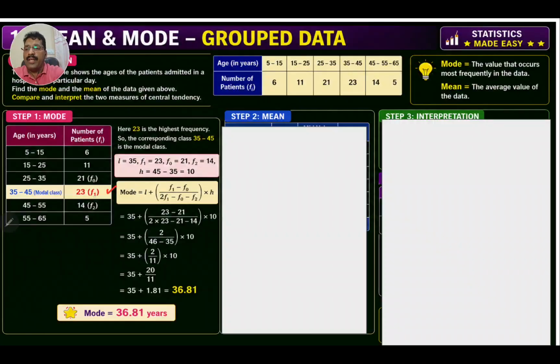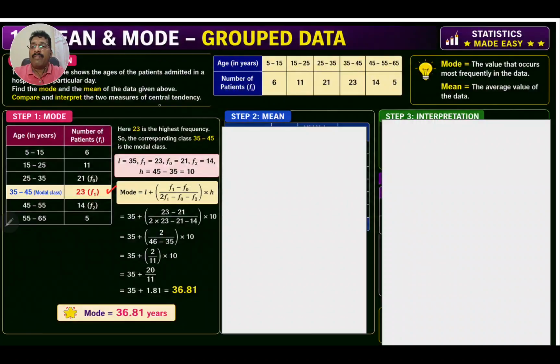So after knowing all the values: l means lower boundary, f1 is the frequency of the modal class, f0 is the frequency of the preceding class, and f2 is the frequency of the succeeding class. If you substitute all the values in the given formula, we get the final answer 35 plus 1.81, that is equal to 36.81.